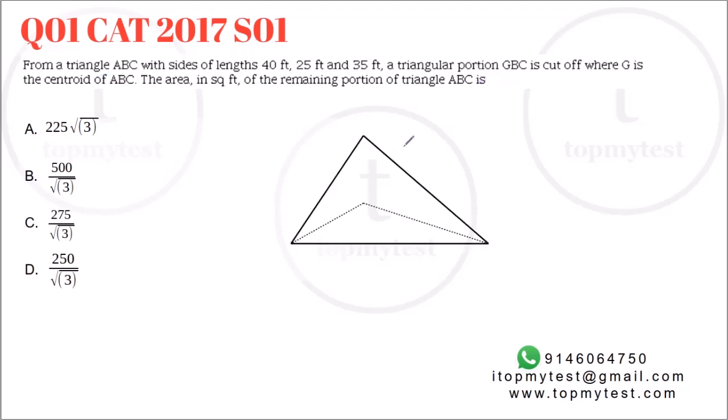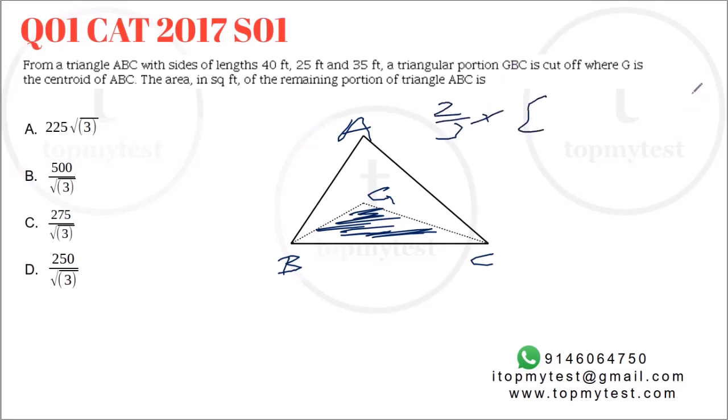Okay, so if I were to draw this, we are required to find out the area of the remaining portion. If I remove this GBC, what will be the area of the remaining portion? From the discussion we just had, we know this triangle will be 1/3 the area of the full triangle, which means the leftover portion will be 2/3 the area of the full triangle, right?